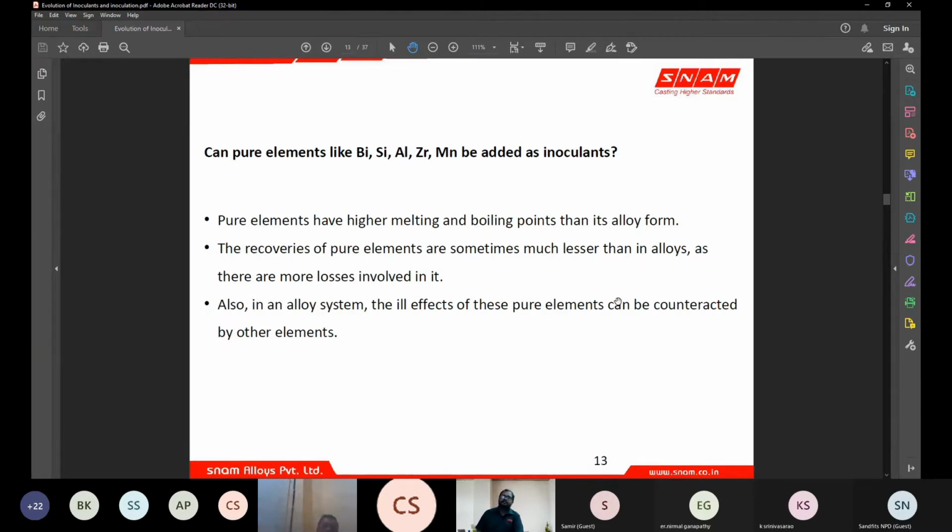And also there are some ill effects of these pure elements, like some elements can have a degenerating effect, or some ill effects when added in more quantity. So if there is an alloy system, one or the other element in the alloy system can counteract or subdue the ill effects of these pure elements.